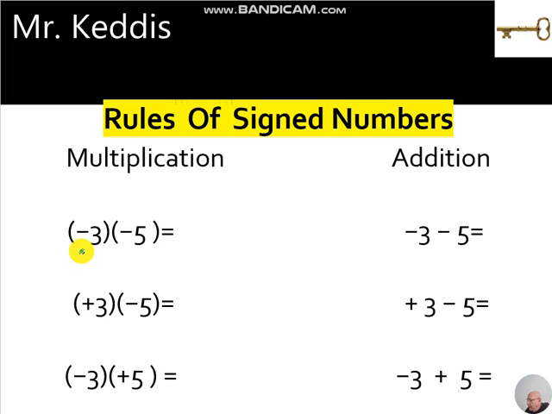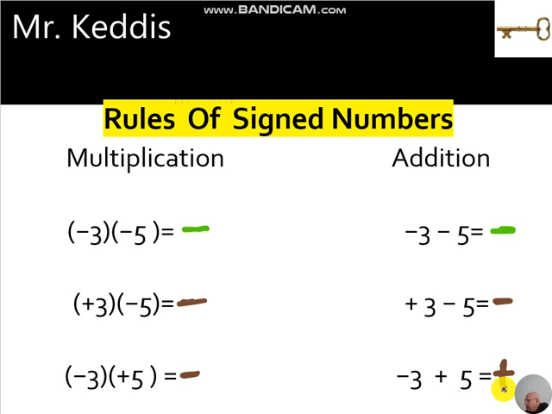In multiplication, when I have both signs negative, negative times negative is always positive. But in addition, negative and negative stay negative. In multiplication, when I have different signs, positive times negative or negative times positive, the sign is always negative. But in addition, I take the sign of the higher number. 5 is higher than 3, so I take the sign in front of the 5. The sign in front of the 5 here is negative. The sign in front of the 5 here is positive.